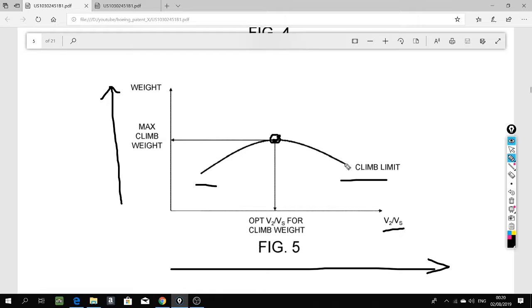So it has to have reduced climb weight in this regard. And again, this will be limited by a climb limit. It means that it won't be able to sufficiently attain enough height from the ground, right? So the aircraft is limited along the x-axis of this graph on one side by the climb limit, and here it is limited again by the fact that for a very low V2 over VS speed, an aircraft cannot have a very high maximum climb weight.